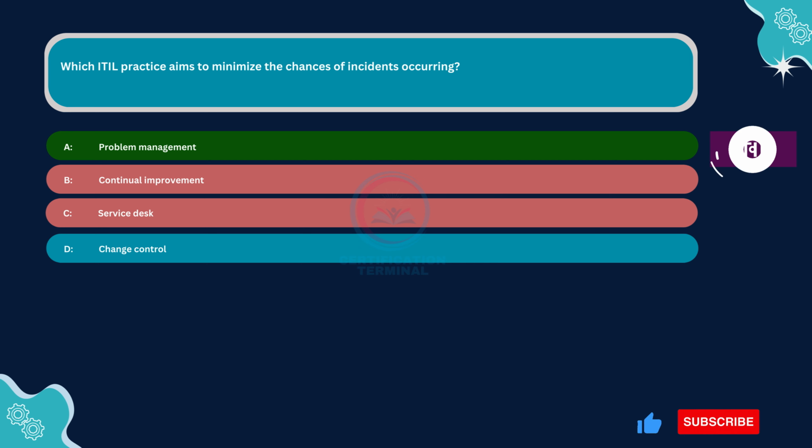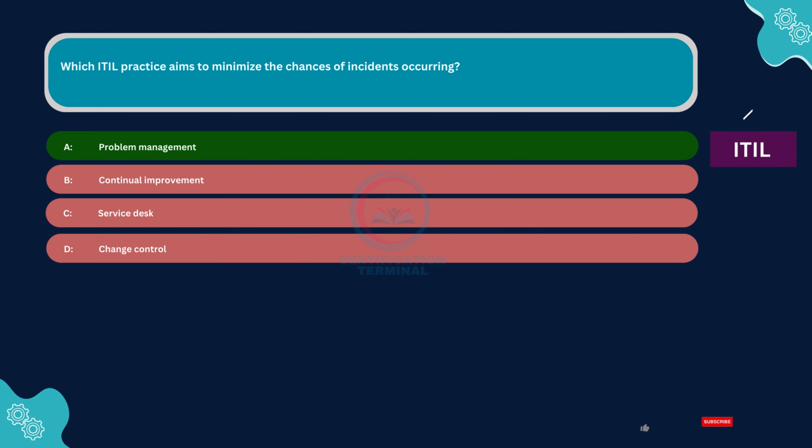Option C, service desk, is incorrect. Service desk is primarily concerned with handling incidents and service requests from users. Its main role is to act as a single point of contact for users to report issues and request support. While the service desk plays a critical role in managing incidents, it does not specifically focus on minimizing the likelihood of incidents but rather on managing and resolving them as they occur.